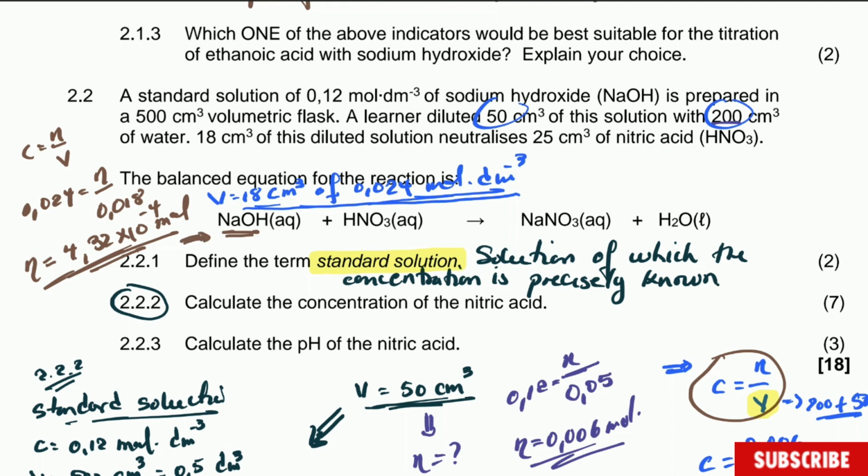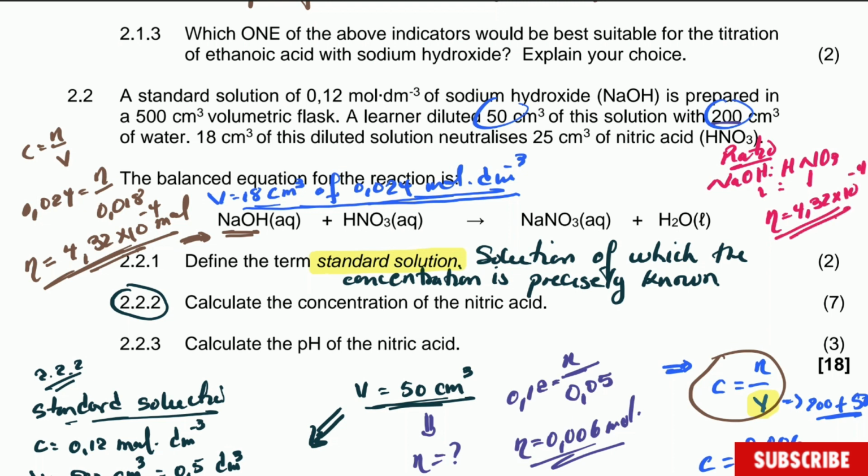So now what we are going to do, we are going to use the ratio on this side here. The ratio of NaOH to HNO3. The ratio is 1:1. So the number of mole of the nitric acid that was neutralized is the same amount. So it's 4.32 times 10 to the minus 4.